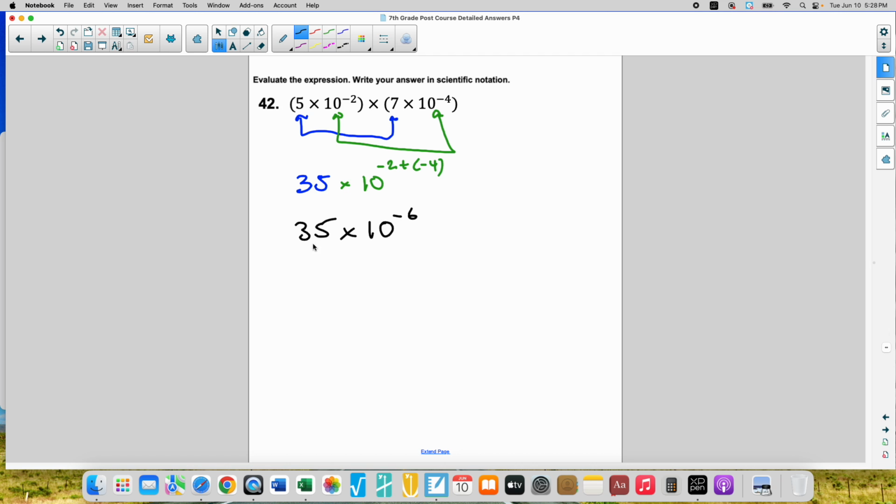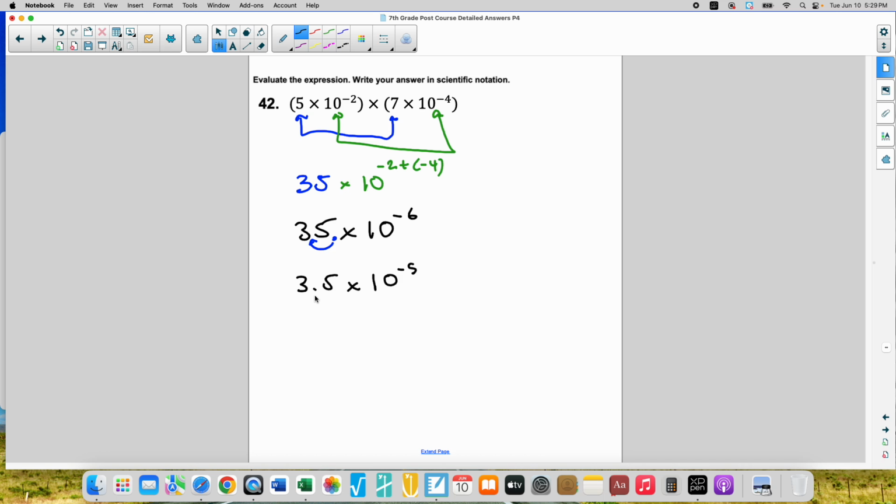Now, remember how I said this number needs to be between 1 and 10. It's 35. 35 is not between 1 and 10. So that decimal point is here. I have to move it one place. So this now becomes 3.5. And we had a value of 10. We made a big number small. Where did that bigness go? Well, it has to go here. But notice that 10 is 10 to the first. So I have negative 6 plus 1 is negative 5. So the correct answer would be 3.5 times 10 to the negative 5.